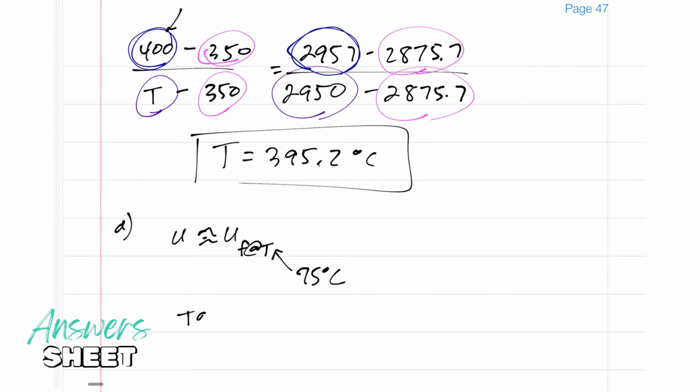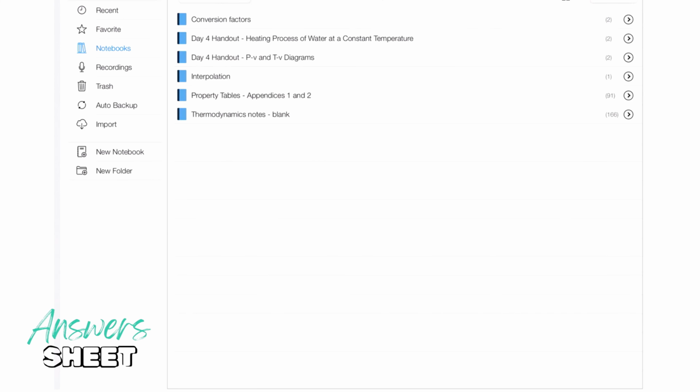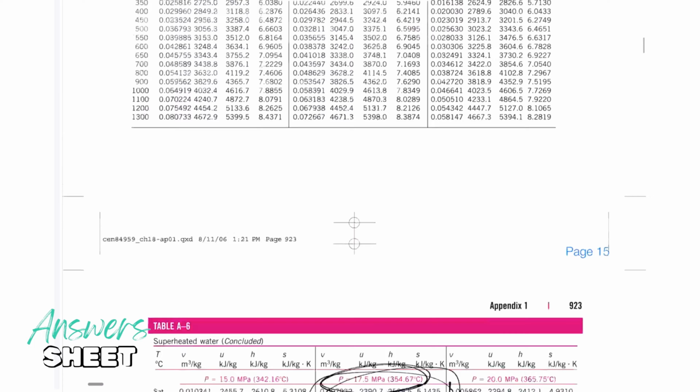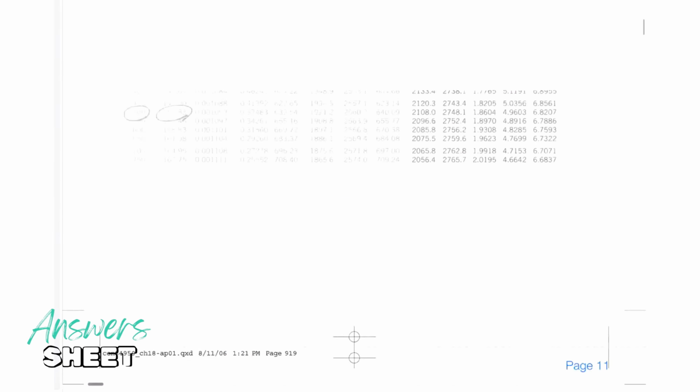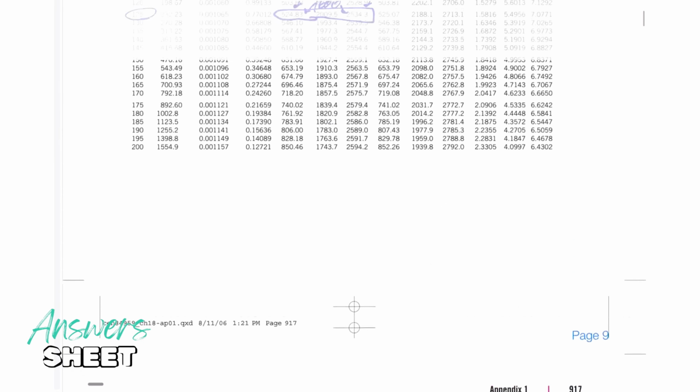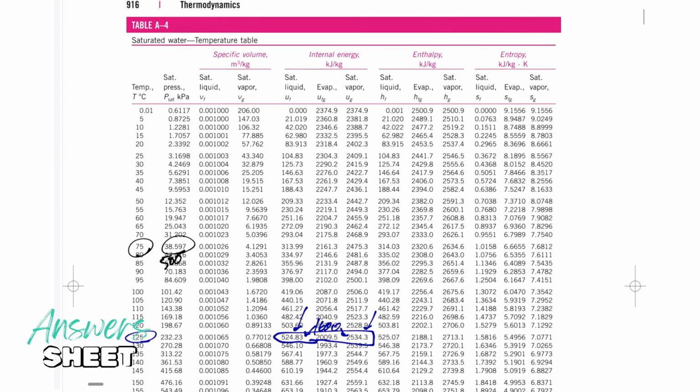All right, so table A4, look at a temperature of 75 degrees C, UF is what? So go back, we're just bouncing around here. Table A4, temperature of 75, look at a U value, 313.99.